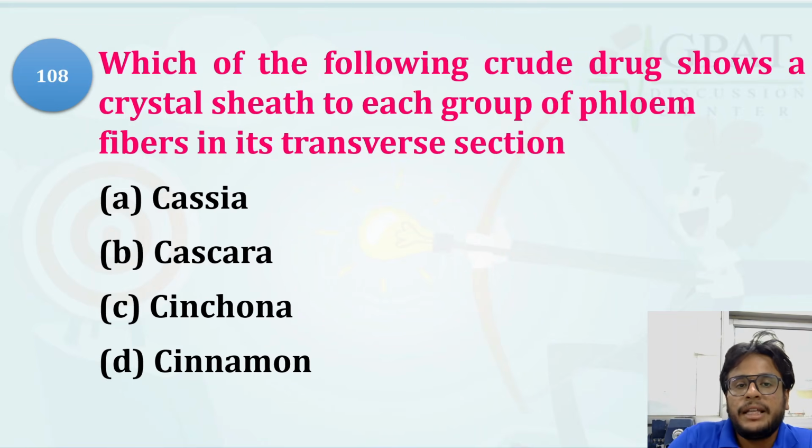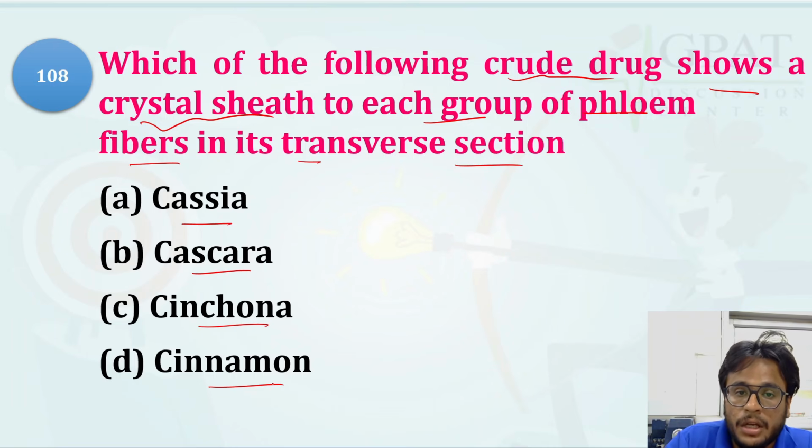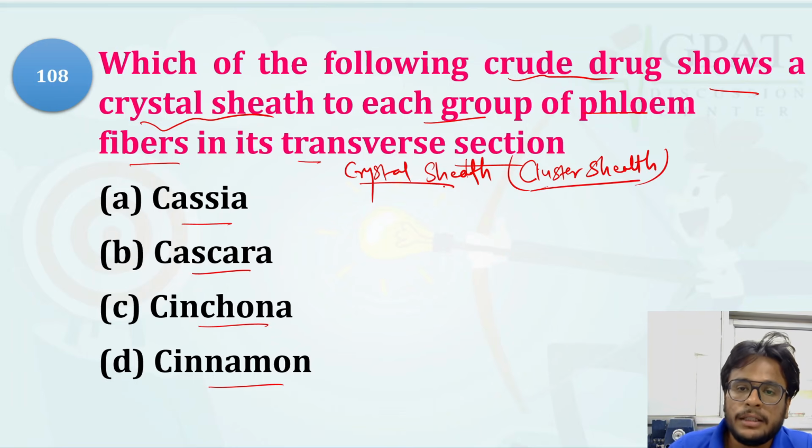Okay, coming towards our next question: which of the following crude drugs shows a crystal sheath of each group of phloem fibers in its transverse section? Option A is cassia, option B is cascara, option C is cinchona, and option D is cinnamon. So they are mainly asking about the crystal sheath, which can also be known as the cluster sheath.